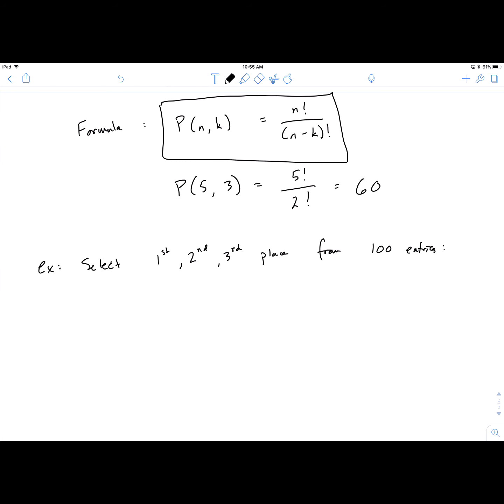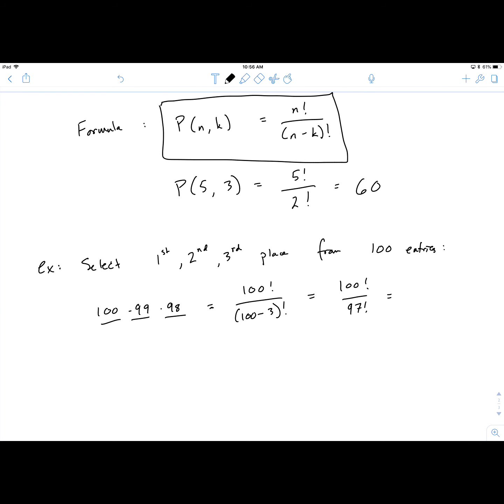And we want to know how many ways there are to do that. Again, we could do it with the product rule. We could just say there are 3 slots to fill. There are 100, then 99, then 98 options. Or we could use this formula now and say that's going to be n, which is 100, the total number we have to select from, factorial, divided by n minus k, so 100 minus 3, or 97 factorial.